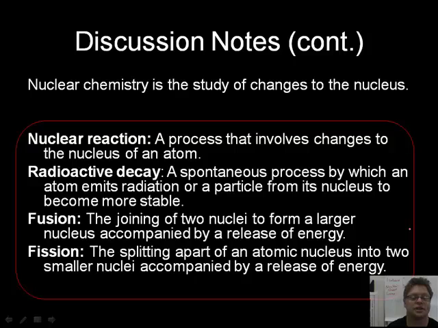Nuclear chemistry is the study of changes to the nucleus. A nuclear reaction is a process that involves changes to the nucleus of an atom. Radioactive decay is a spontaneous process by which an atom emits radiation or a particle from its nucleus to become more stable. Fusion is the joining of two nuclei together, and fission is the breaking apart of an atomic nucleus into two. These two words, fusion and fission, often are confused.